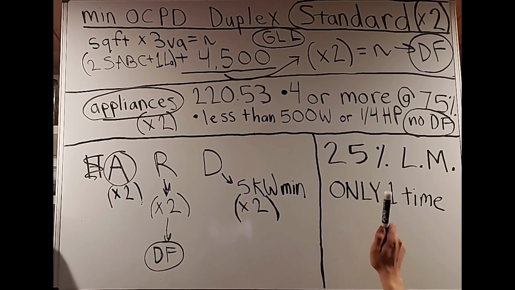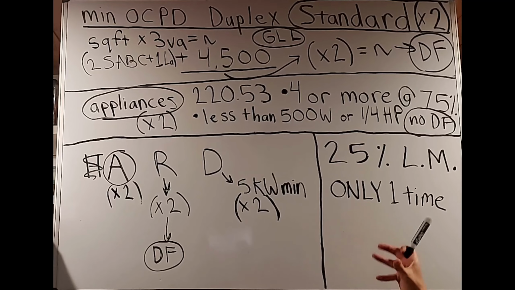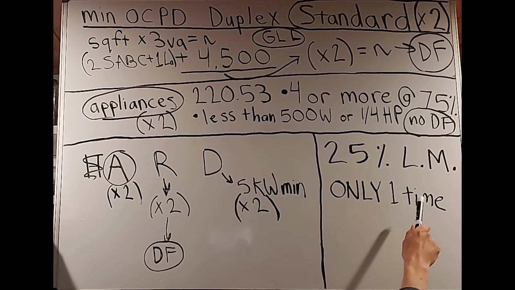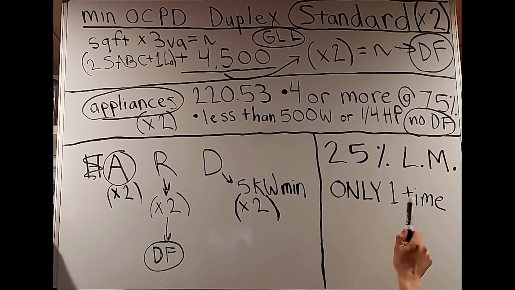This accounts for the standard method, we only do it one time, and also duplex, we only do it one time, and multifamily. So all dwellings using the standard method, we only do 25% of the largest motor one time, because we only do this for the standard method. The optional method does not include 25% of the largest motor. Okay, so let's go over that from the top.